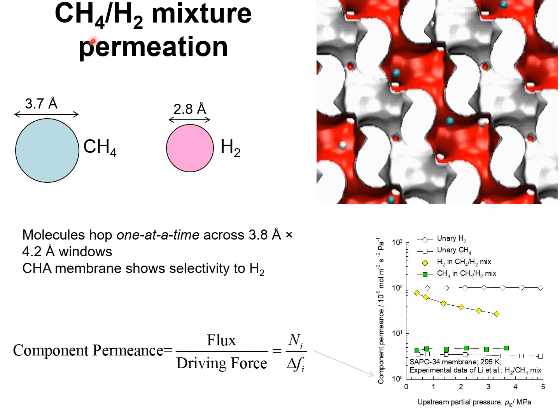Let's first examine permeation of mixtures of methane and hydrogen across a Chabasite membrane. This cartoon shows the relative dimensions of methane and hydrogen. Hydrogen is a much smaller molecule and can hop from one cage of Chabasite to the adjoining cage through the narrow windows much more quickly than methane.